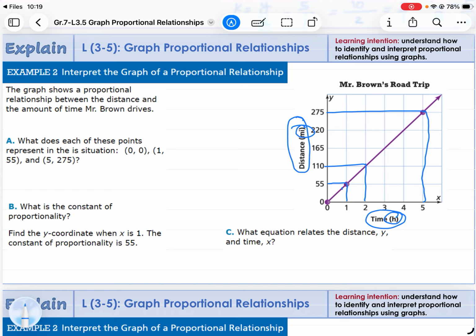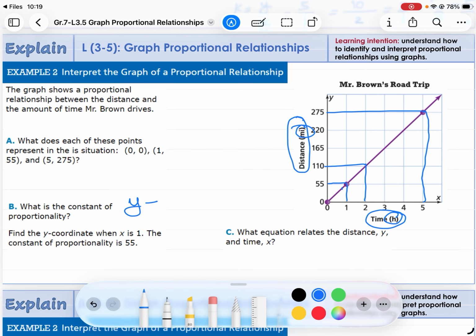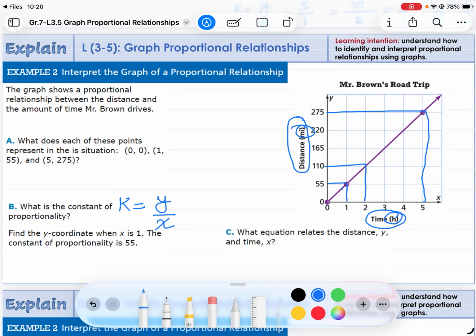Now, number 2, they're asking you for B to find the constant of proportionality. Again, how do you find the constant of proportionality? It's the same thing as what we did in 3.4. You will just write the equation y equals, no, not the equation, guys. They're asking you for a constant. That means we're going to have to put k equals y divided by x.